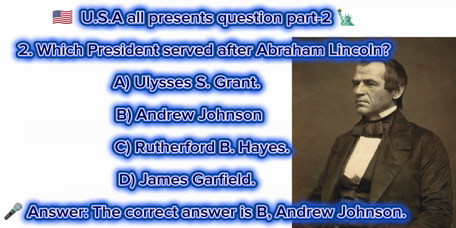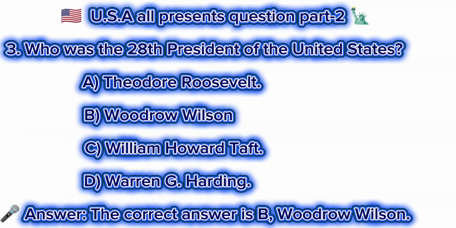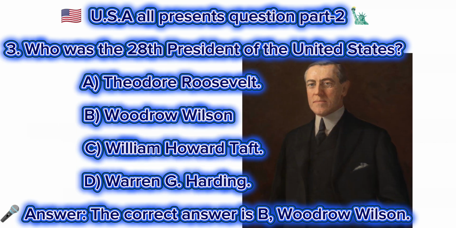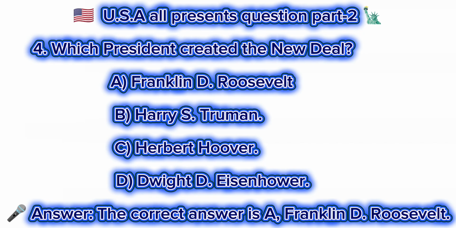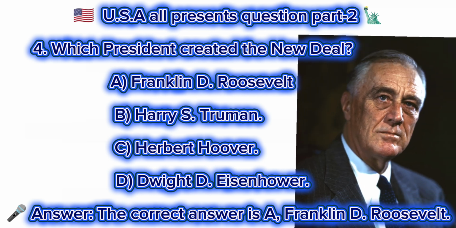Andrew Johnson. 3. Who was the 28th President of the United States? A. Theodore Roosevelt. B. Woodrow Wilson. C. William Howard Taft. D. Warren G. Harding. Answer. The correct answer is B. Woodrow Wilson. 4. Which president created the New Deal? A. Franklin D. Roosevelt. B. Harry S. Truman. C. Herbert Hoover. D. Dwight D. Eisenhower. Answer. The correct answer is A.